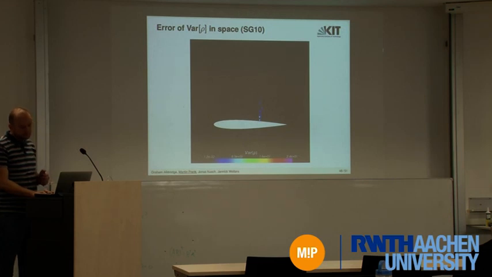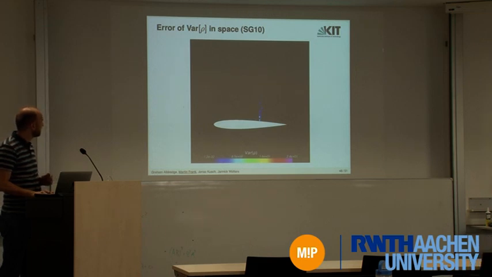That's the variance. The variance is a little bit more boring, actually. So that's stochastic Galerkin with 10 moments. The variance is not that bad anymore.